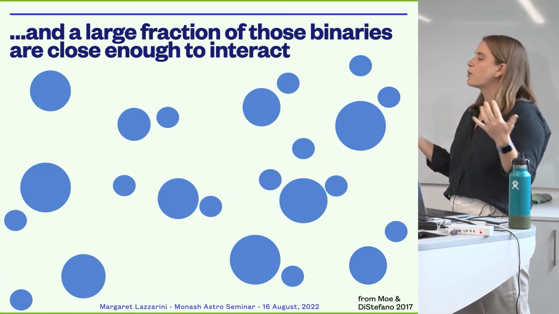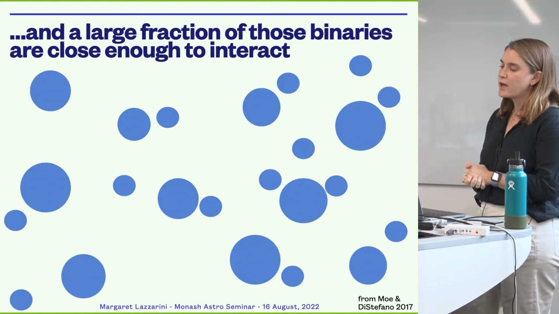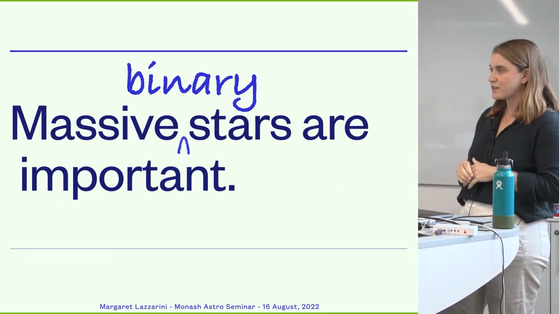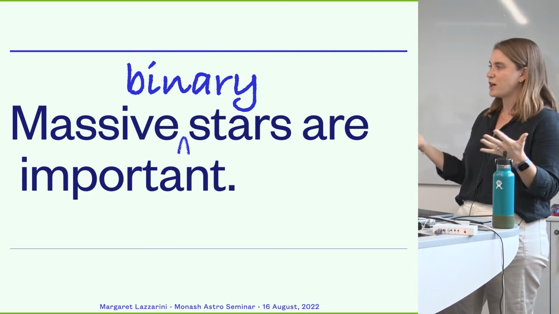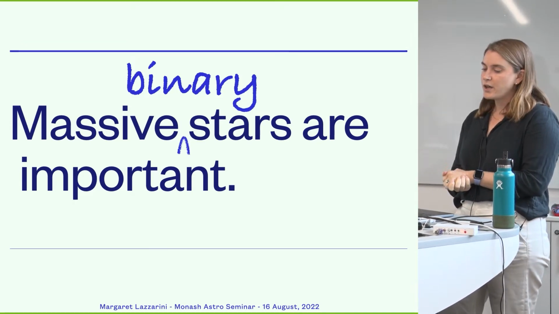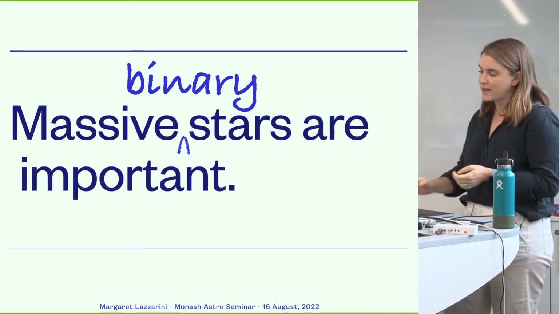Interact at some point during their lifetime, so exchange of mass, maybe they'll go through a common envelope. So to clarify my previous point, we know massive binary stars are important because when we talk about massive stars, we have to talk about massive binary stars. The binarity of these systems complicates the picture of our understanding of massive stars.